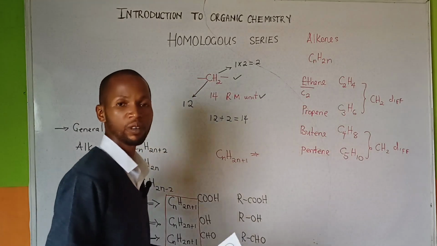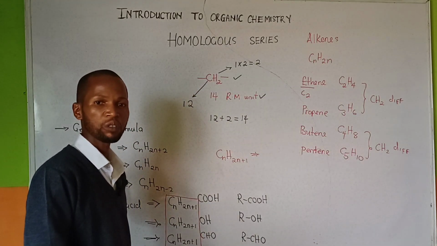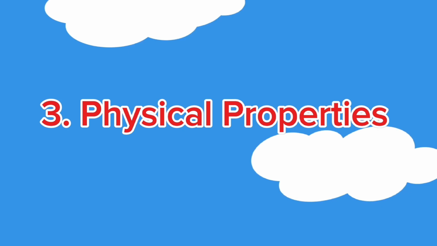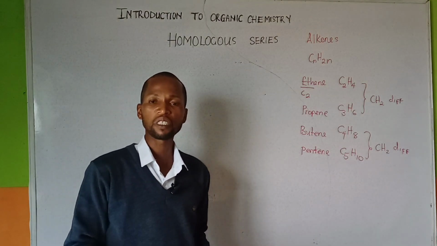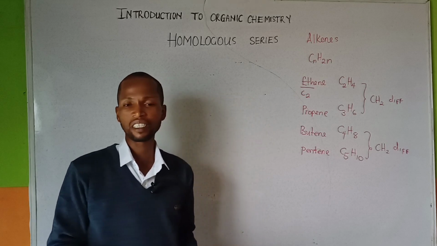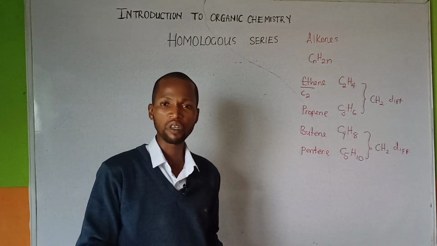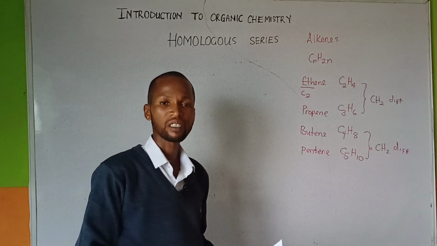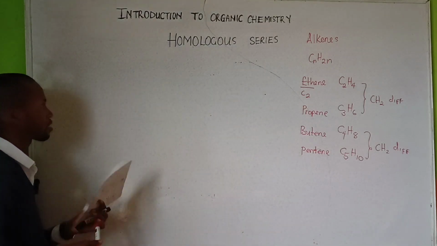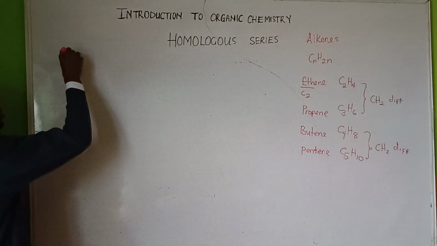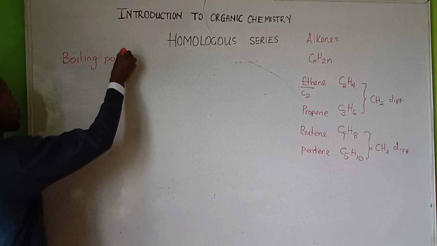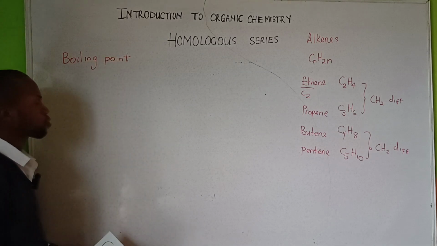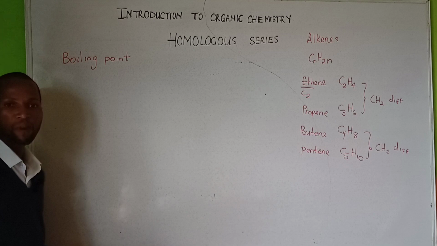The next characteristic that we are going to take is the physical property. The physical properties of members in the same series show a progressive change as the number of carbon atoms per molecule increases. Like for instance, we have physical properties which include the boiling points. What do we observe in the case of the boiling points of members of the series?